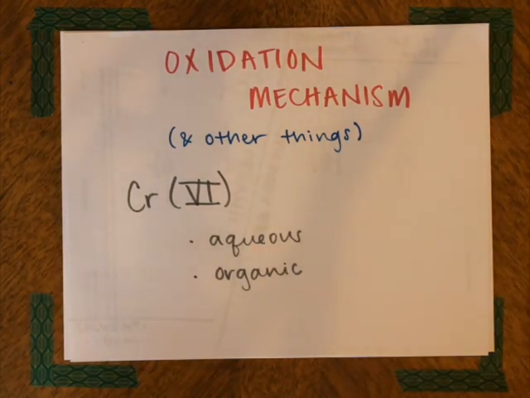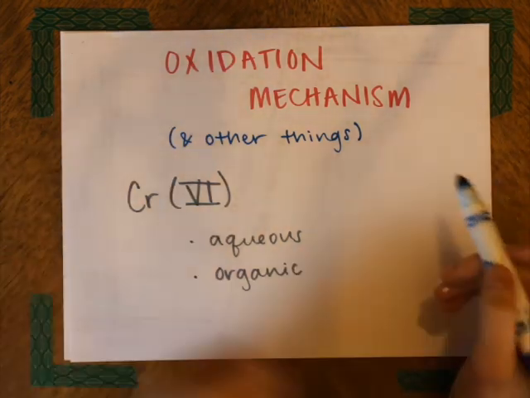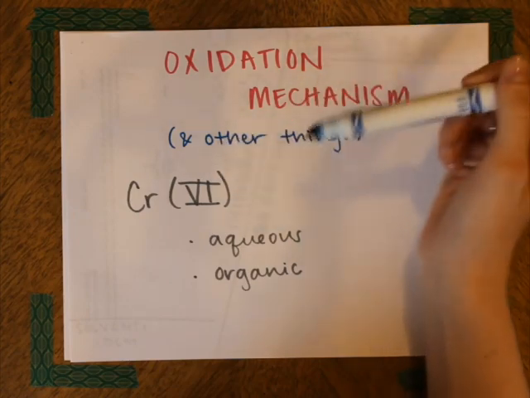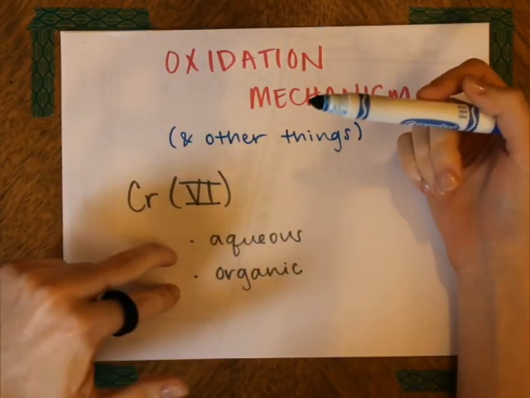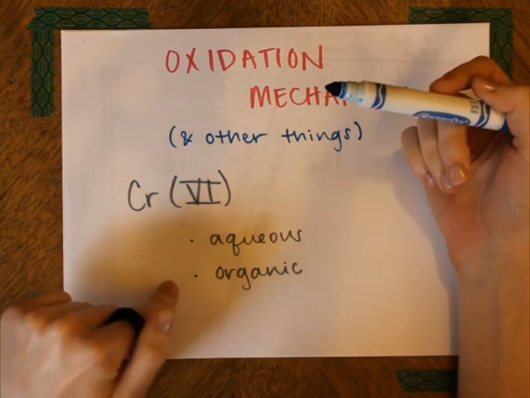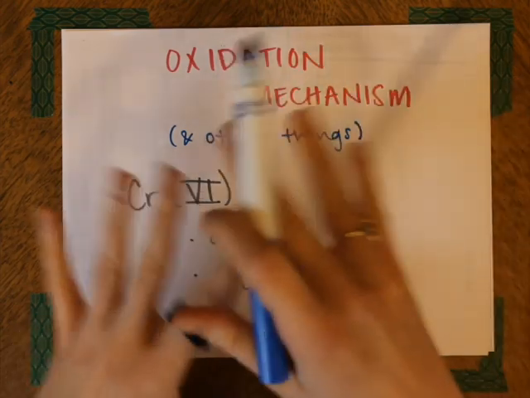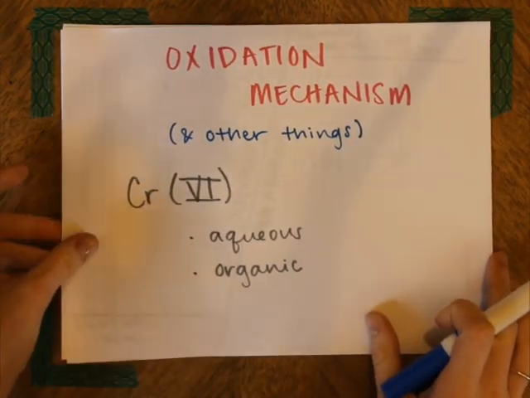Okay, let's talk about oxidation and the oxidation mechanism. We'll also talk a little bit about other things, like the reactivity of it. But the main gist of the oxidation mechanism is that it's a chromium-6 agent. There's a couple of different chromium-6 agents that we care about and a couple of different conditions that we can put them in, either aqueous or organic. We're going to look at both cases and the different reagents that we could include.